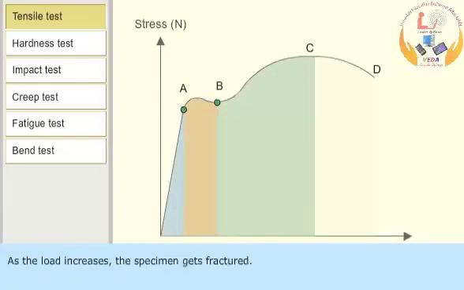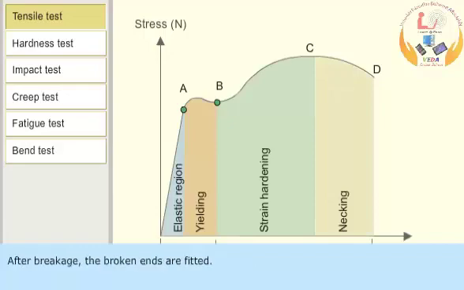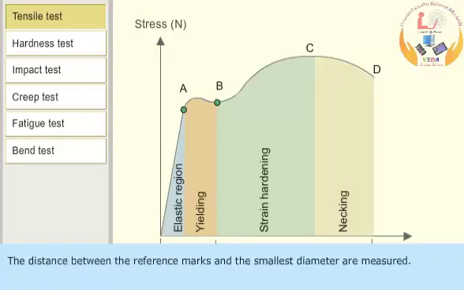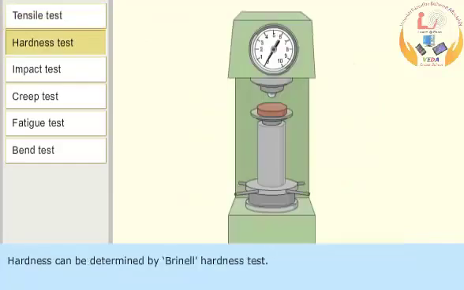As the load increases, the specimen gets fractured. After breakage, the broken ends are fitted. The distance between the reference marks and the smallest diameter are measured. Hardness can be determined by Brinell hardness test.